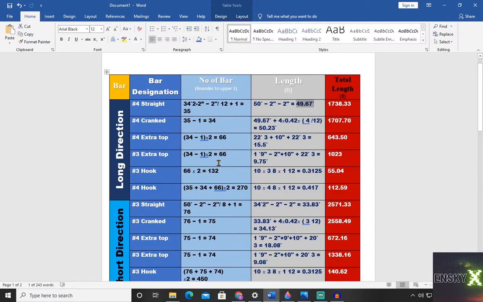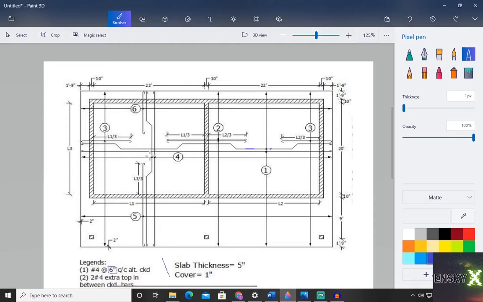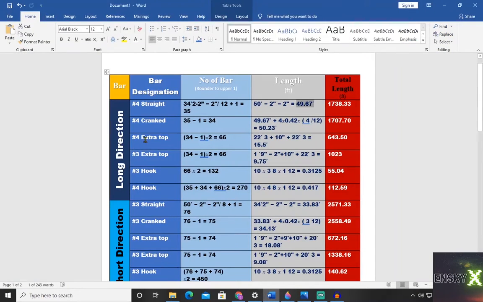So this is very simple. Now the going through for the long direction is very easy. We're actually working for the long direction. This is the long direction and this is the short direction. So now for the crank bar, the number of bar, we just need to deduct it from the number we get from the straight bar. How is that possible?